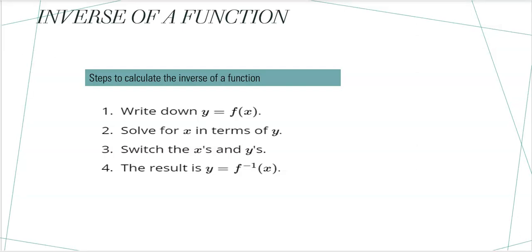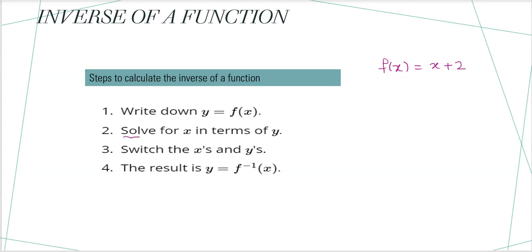In this video, we will see how we find the inverse of a given function. These are the steps that we need to follow to find the inverse of a function. First of all, we will write the function in the form y equal f of x. You will be given a function f(x) equal to some expression, say maybe x plus 2. The very first step is to write down y equal f of x.